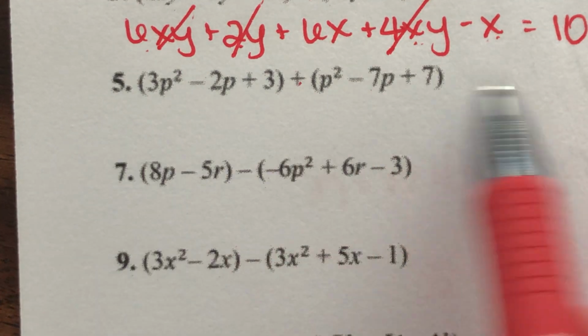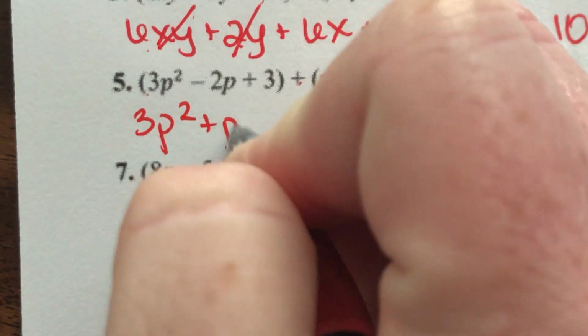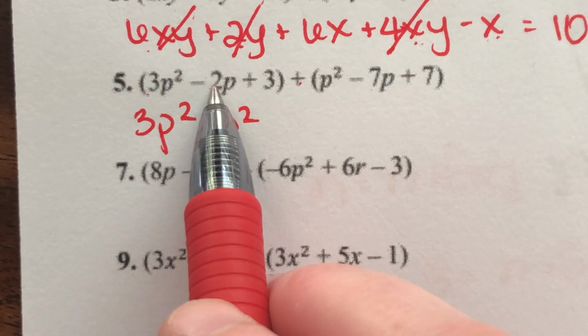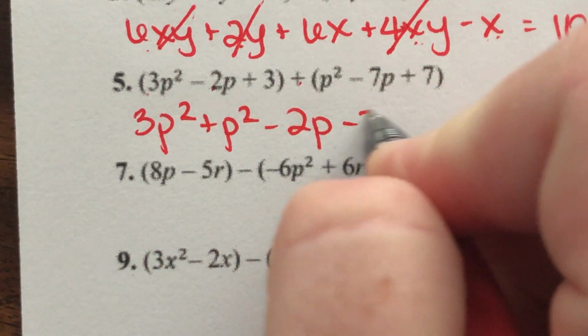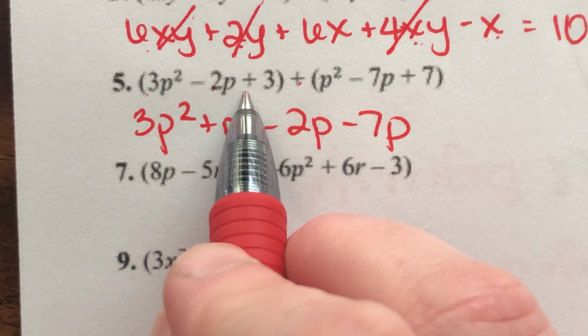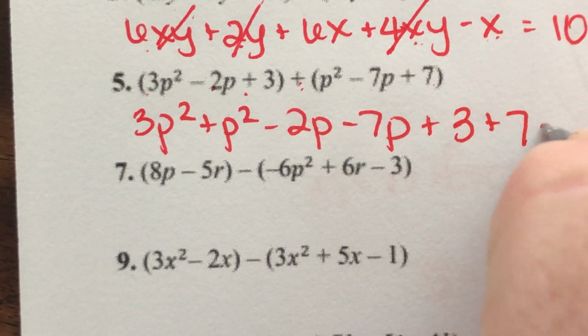It's a plus sign, so nothing changes. So I'm just going to start combining like terms. 3p squared plus p squared. Negative 2p plus negative 7p. So negative 2p minus 7p. 3 plus 7. Plus 3 plus 7.